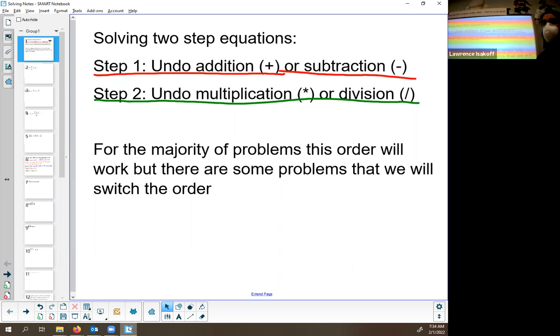So we're just going to start with simple two-step equations. The first step is going to be undoing addition or subtraction. If you notice with our do now today, I just said, hey, what's the opposite operation of this? What's the opposite operation of that? So just to get you thinking about inverse operations.